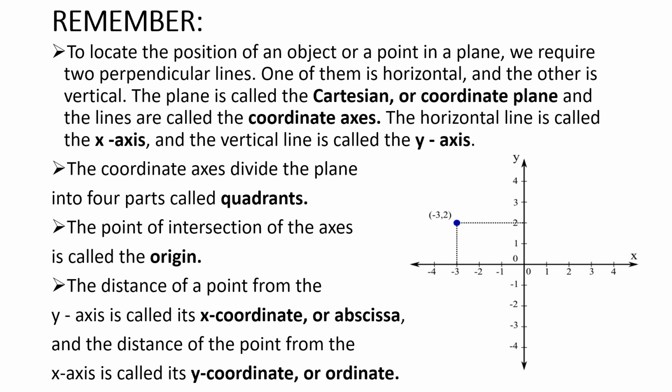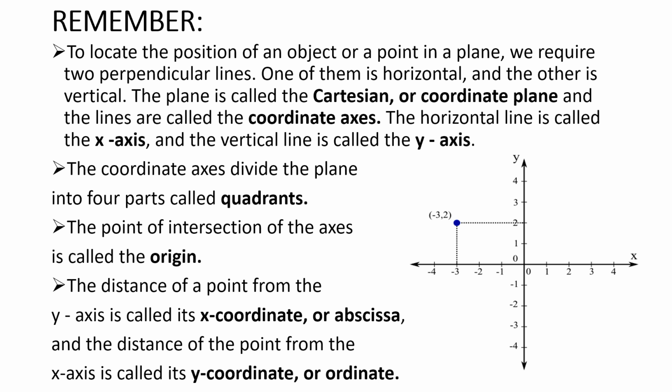The coordinate axis divides the plane into four quadrants. The point of intersection of the axis is called the origin. You can see in the diagram x-axis, y-axis, the point of intersection is O, which is the origin. And the coordinates of origin are considered 0, 0.